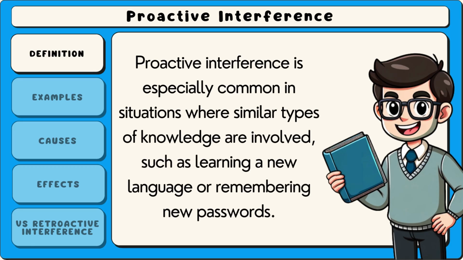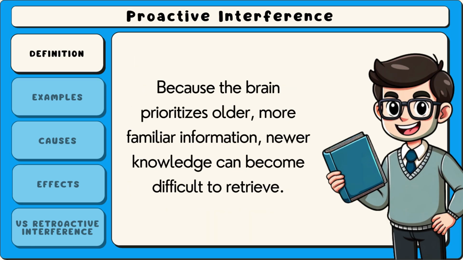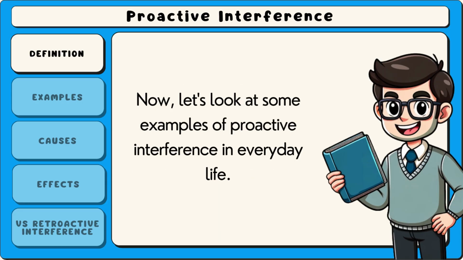Proactive interference is especially common in situations where similar types of knowledge are involved, such as learning a new language or remembering new passwords. Because the brain prioritizes older, more familiar information, newer knowledge can become difficult to retrieve. Now let's look at some examples of proactive interference in everyday life.